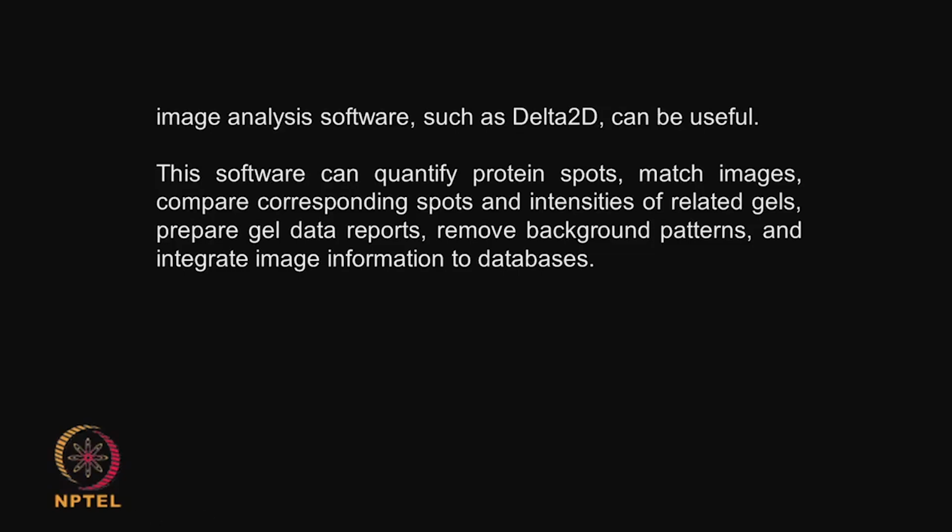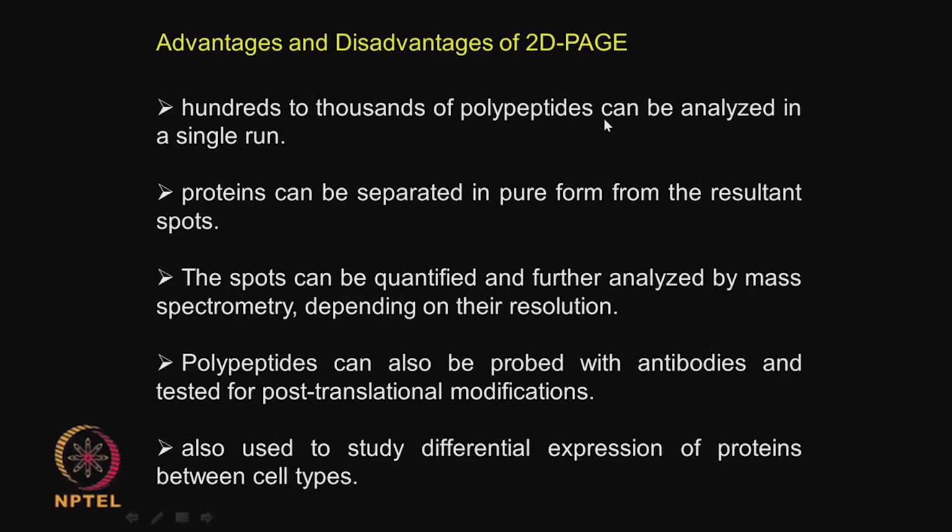So, today we looked at a very important set of techniques which are normally used in a molecular biology or biochemistry lab, trying to identify proteins based on the charge, based on their molecular weight and the movement of their diffusion coefficient and so on. So, what are the advantages and disadvantages of 2D PAGE? Hundreds to thousands of polypeptides can be analyzed in a single run, that is an advantage. Proteins can be separated in pure form from the resultant spots, because as I said, you can just pick up and then do whatever studies you want.